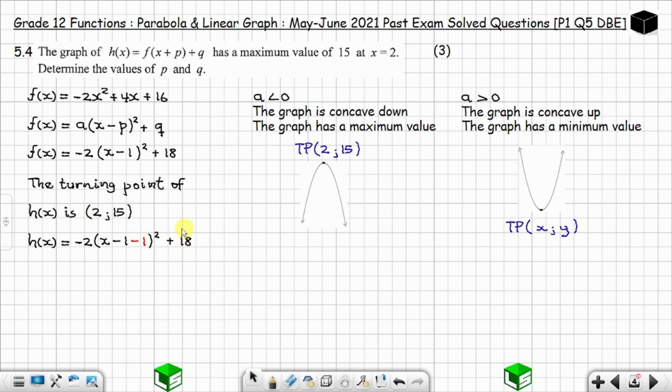Okay? And you have 18 there. So how can you get 15? You should subtract 3 from 18. So 18 minus 3 is 15. Okay? So this is your P for h of x, and this is your Q for h of x. So P is equal to -1 and Q is equal to -3. Okay, so this is how you solve for P and Q for this question.